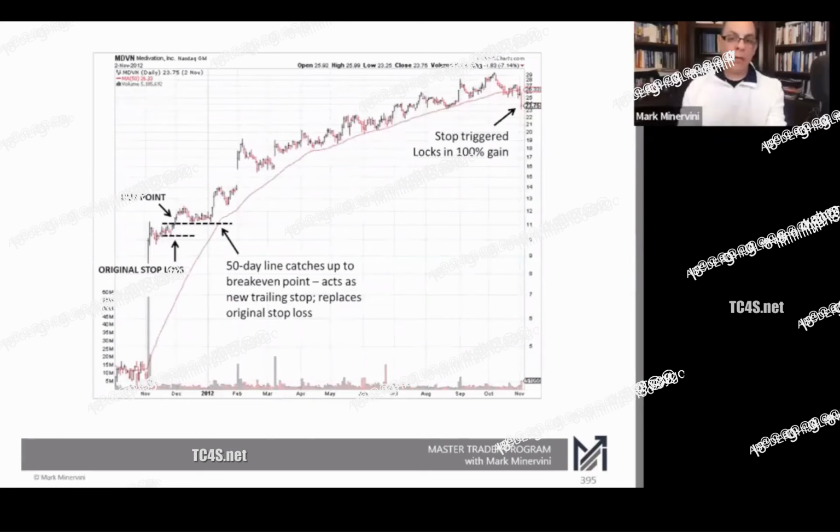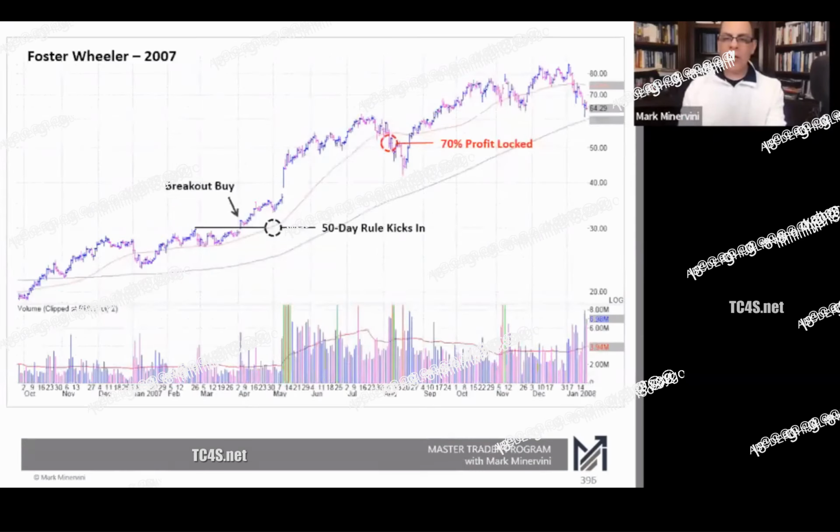I'll swing trade out a part of it. And then if I think I'm starting a new bull market and I've got some key leaders and I don't want to let the tiger go by the tail, then I'll switch over to the 50-day once it hits my break even, and I'll just let it act as a trailing stop. I just showed you a few examples. These are a few stocks that I traded and used this rule for.